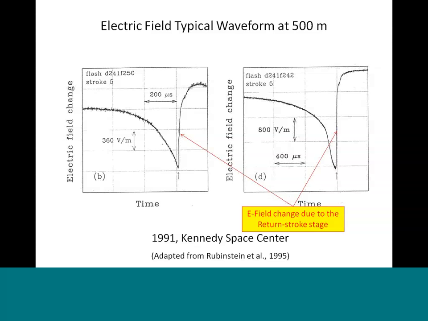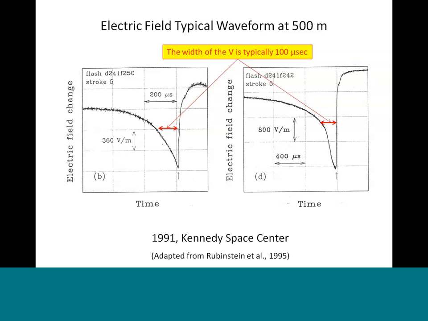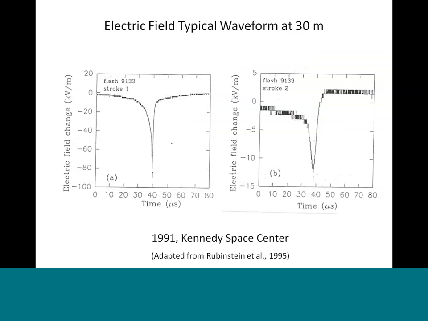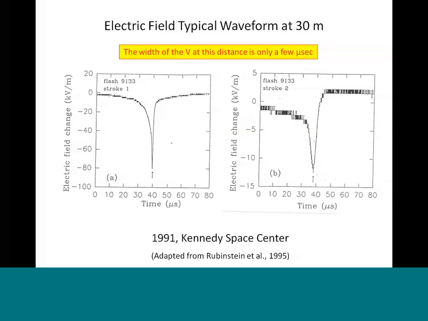And as you see, the width of the V is typically on the order of 100 microseconds at a distance of 500 meters. And at a distance of 13 meters, the width of the V is on the order of a few microseconds. But we see the same asymmetrical waveform for the electric field. So let's move to the summary.